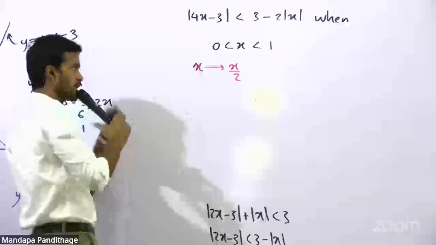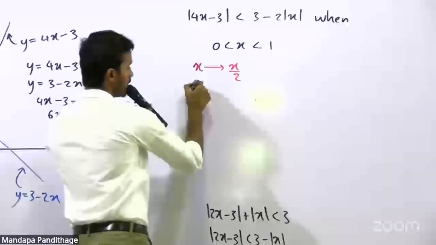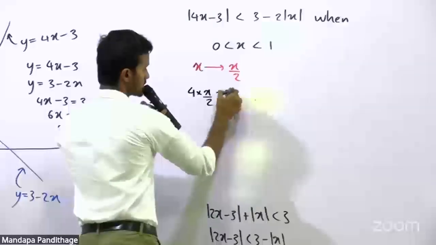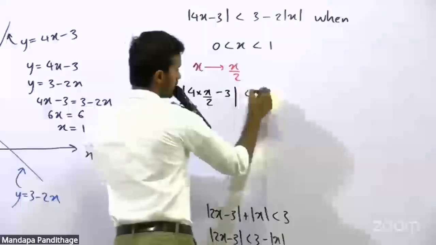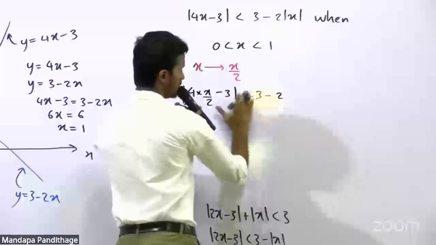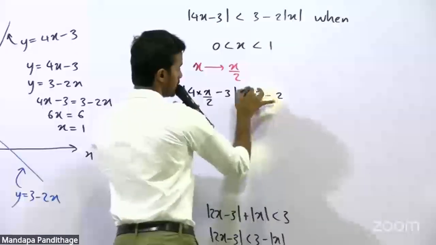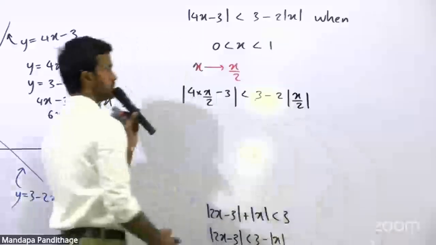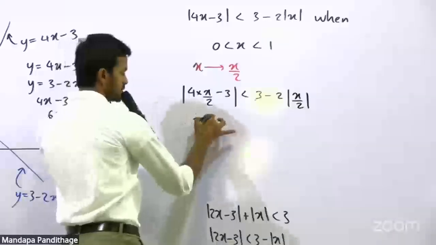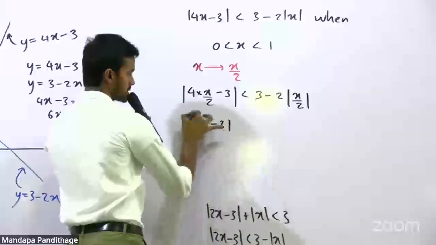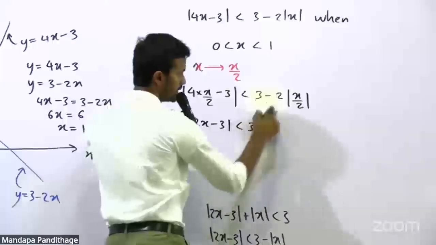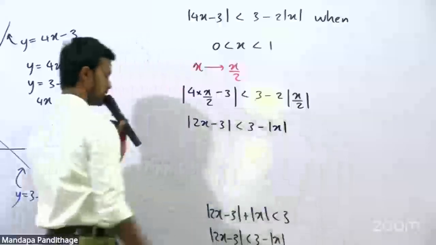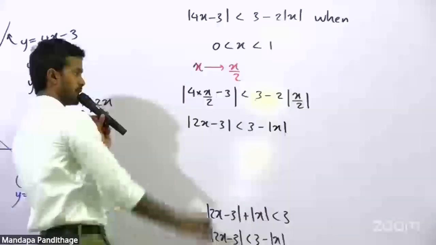So now when you replace x by x over 2, 4 times x over 2 minus 3, minus 2 times x, where x has been replaced by x over 2. Then it is clear this gives you 2x minus 3 modulus is less than 3, and these two cancel off, minus x. So this is the inequality that they are expecting you to get.